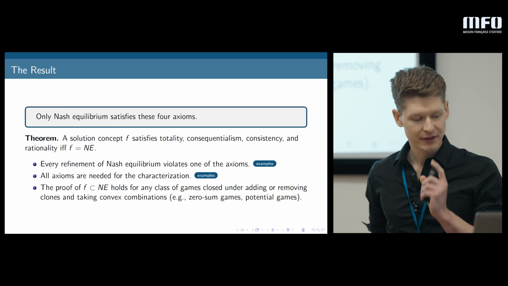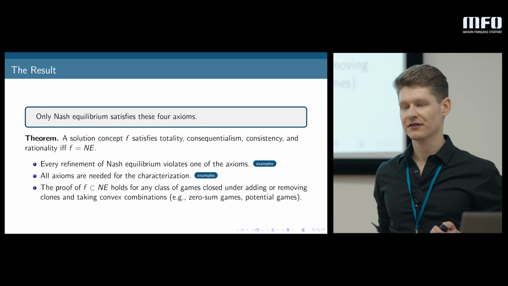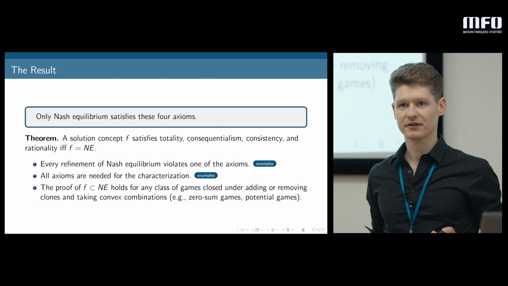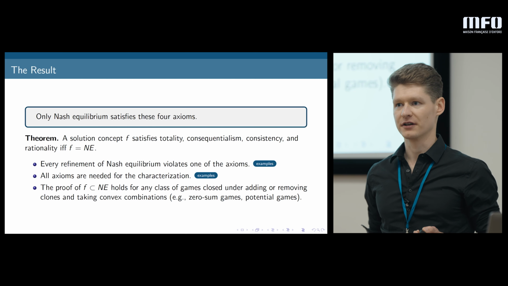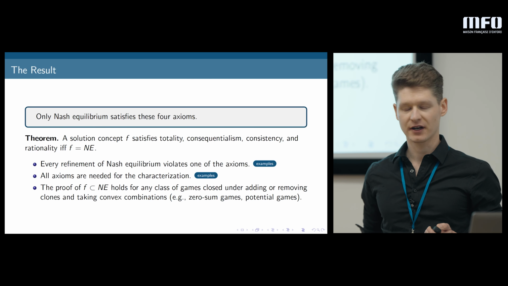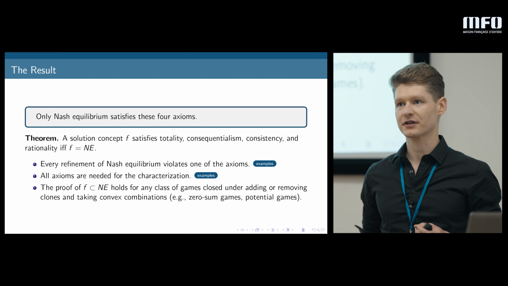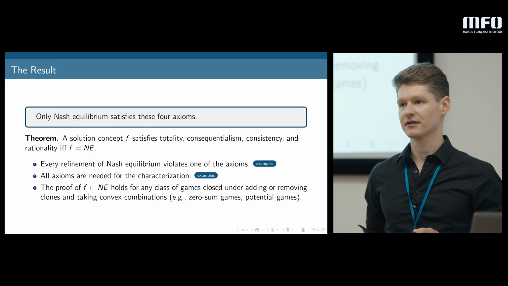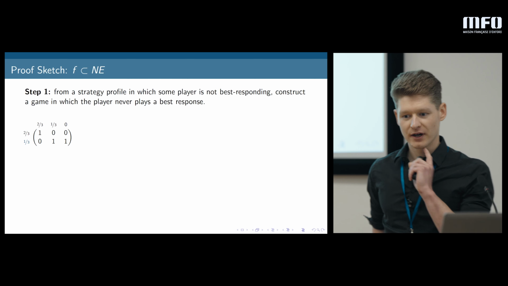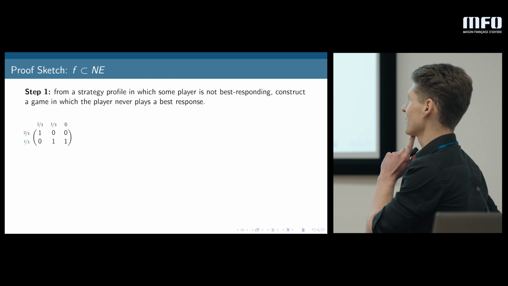And the proof that every solution concept satisfying these 5 axioms has to return a subset of Nash equilibria also works in subclasses of games that satisfy certain closure properties. So what you need is that this class of games is closed under adding or removing clones or taking convex combinations of those games. So for example, zero-sum games is an example of such a class. Okay. So I'm doing terribly on time, but I still want to give you some idea of the proof.